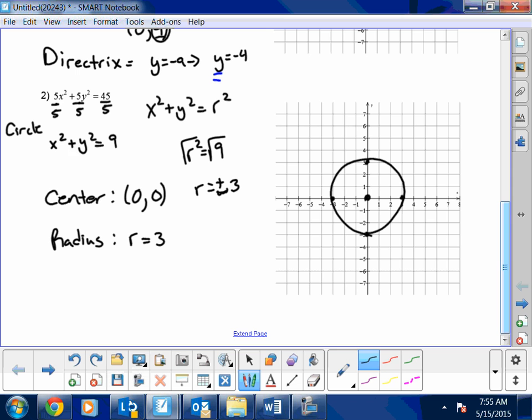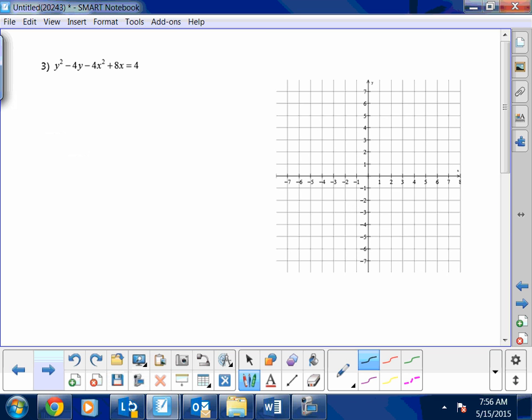Let's go ahead and move on to the next one. Let's see what the next one is. Okay, so this next one right here, it's a little hard to identify without first putting it into order. This is a general form of the equation. It's not standard. Now, some of you are going to be tempted to try to put the x in the front because you're used to seeing that. Don't always do that, and the reason being is that you do it only if the x is positive.